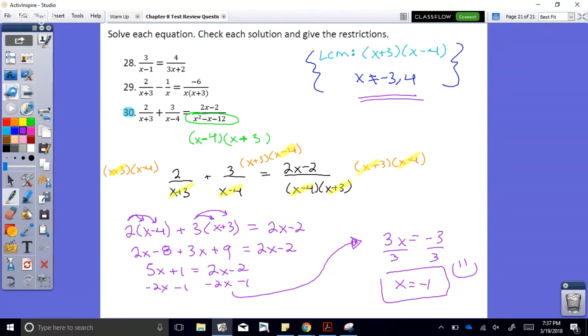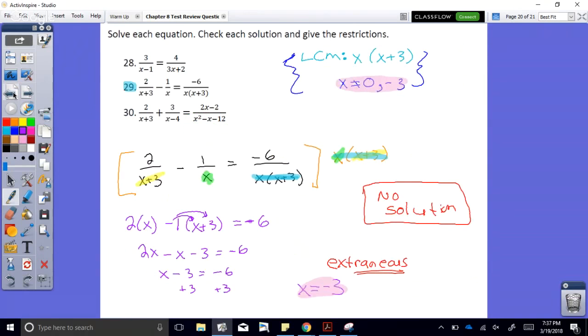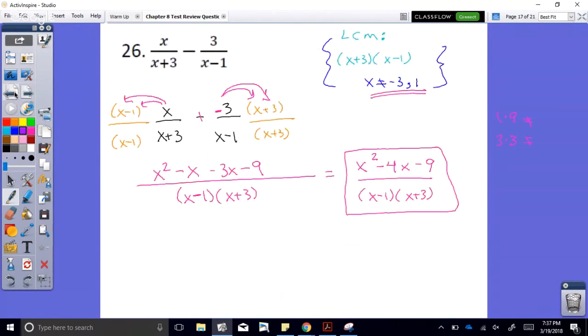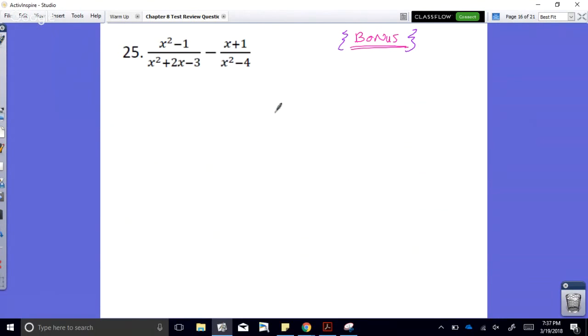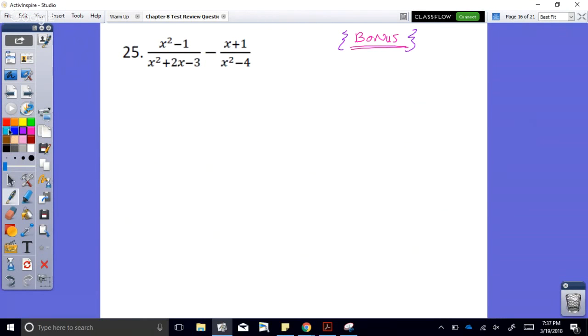I'm going to go back and do 25, which I haven't worked it yet, but I think it's going to be a little bit more lengthy than I wanted it to be. So this will be a bonus type problem on the test because you'll see the LCM, I think, has 3 pieces. Okay, so first thing I'm going to do is factor.